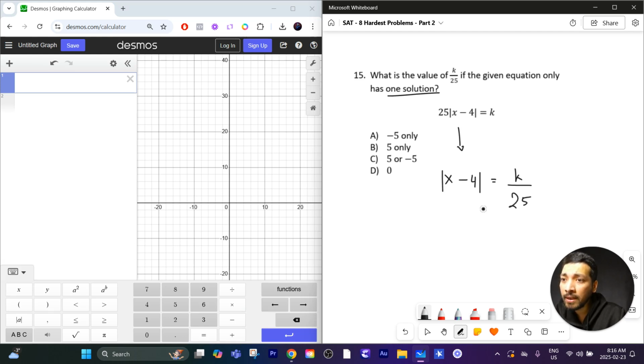Now, for this absolute value equation to have only one solution, this must be equal to 0. Because if it's not 0, you cannot have one solution.